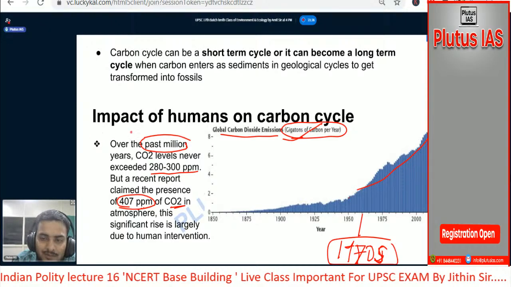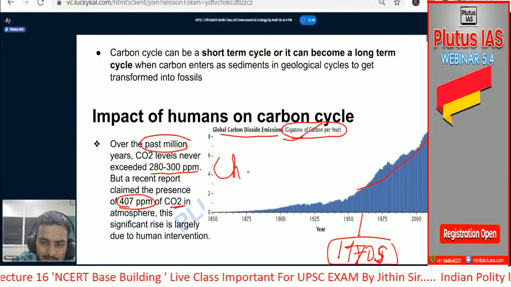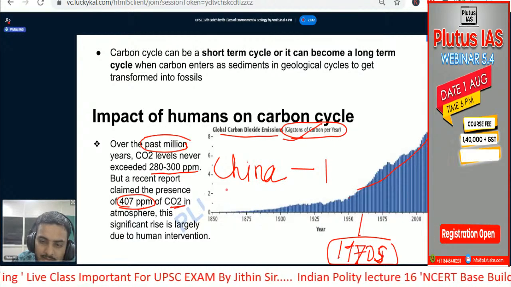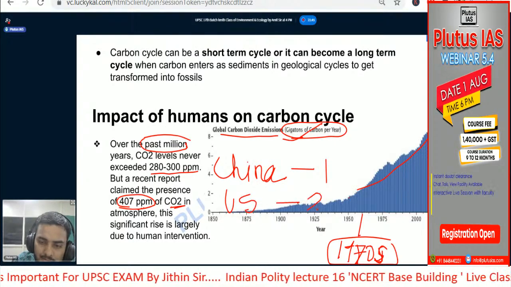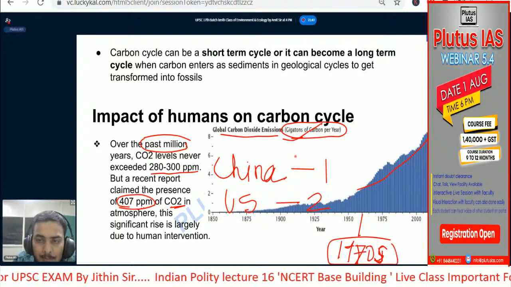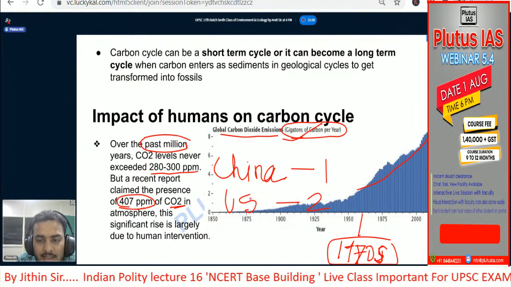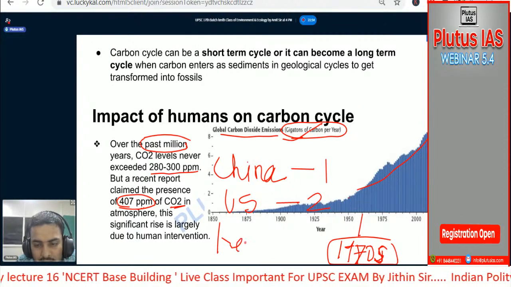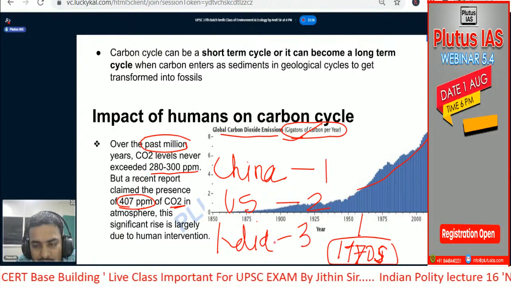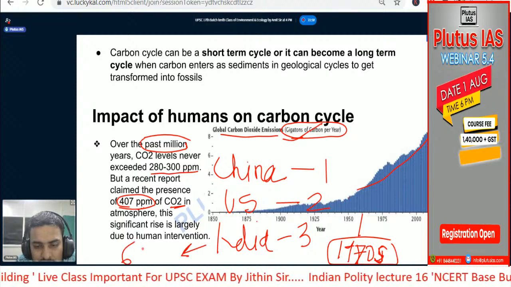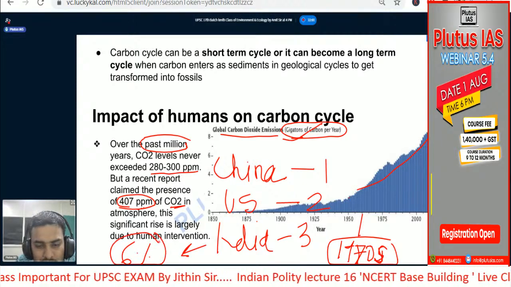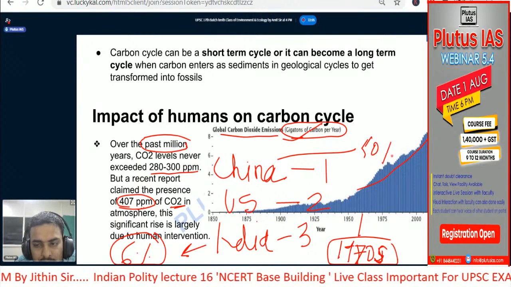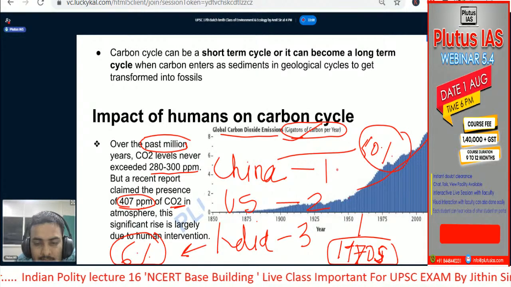Okay, so the world's largest emitter now is China, rank 1. Then the second emitter is US. Going by the country level, India is third largest emitter, contributing around 6% of the total emissions, while China alone accounts for around 50% of the total emission globally.